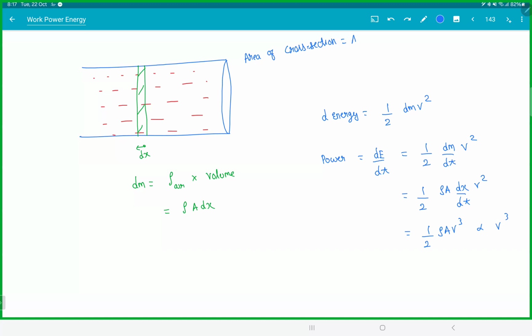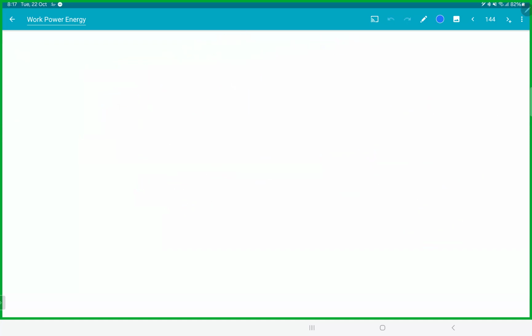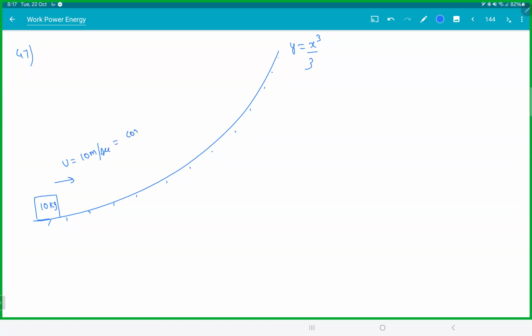A good theoretical question. Let's say we have a curved surface like this, y is equal to x cubed by 3. There is a block of 10 kg going with a constant speed of 10 meters per second. This is 0, 0. Friction coefficient is equal to half. Find the power due to friction at x is equal to 1.